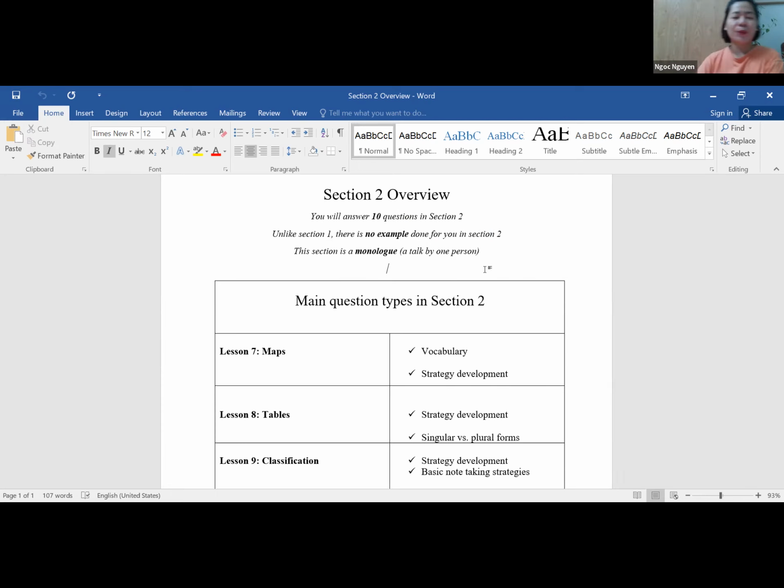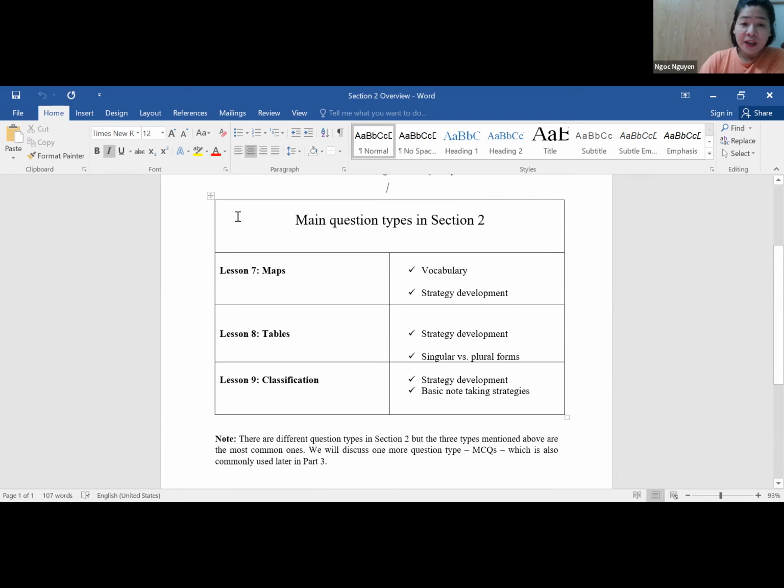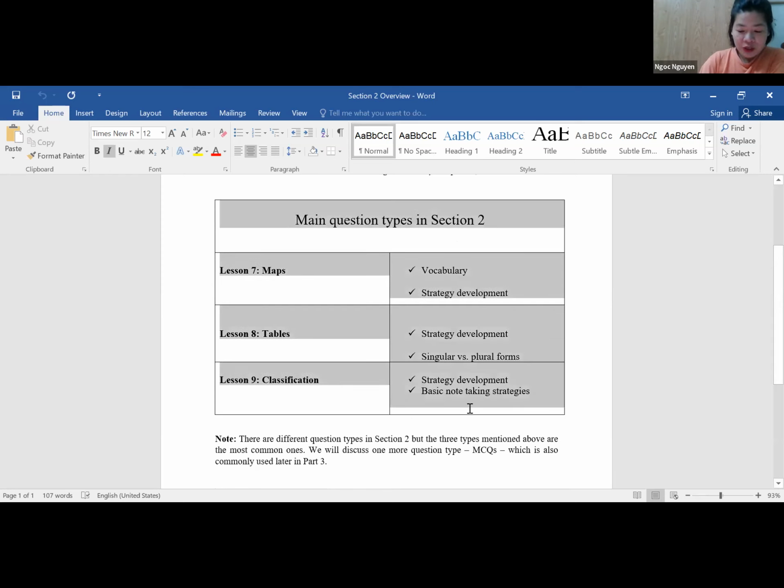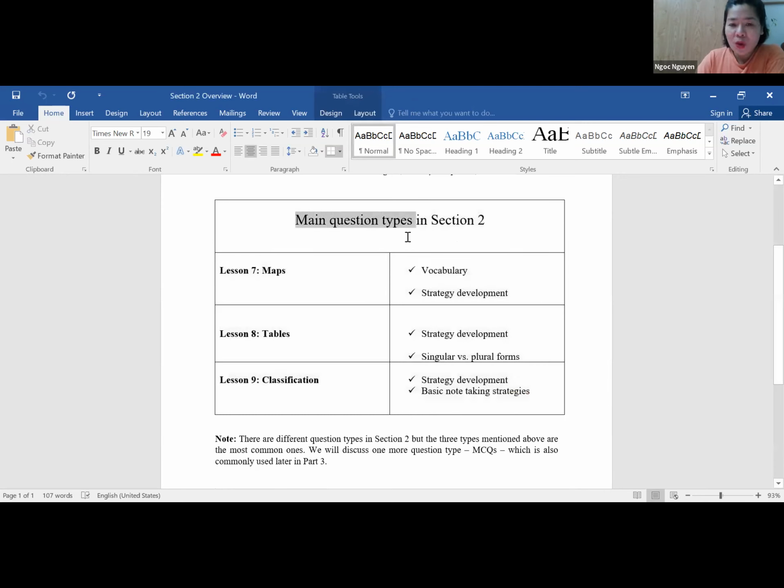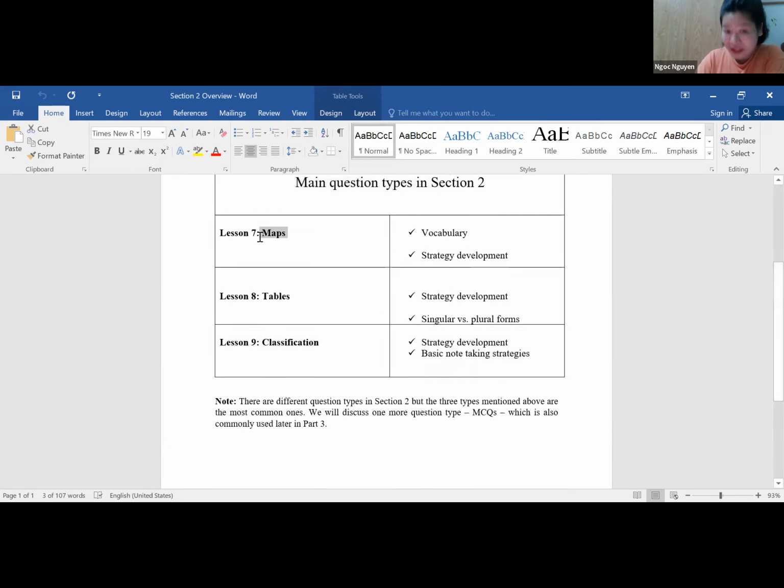And here, this is a short summary of what we will cover in IELTS section 2 or IELTS part 2. Unlike part 1, there are many more question types in IELTS part 2. In IELTS part 1, the main question type is completing a form. But in IELTS section 2, you will need to deal with maps.